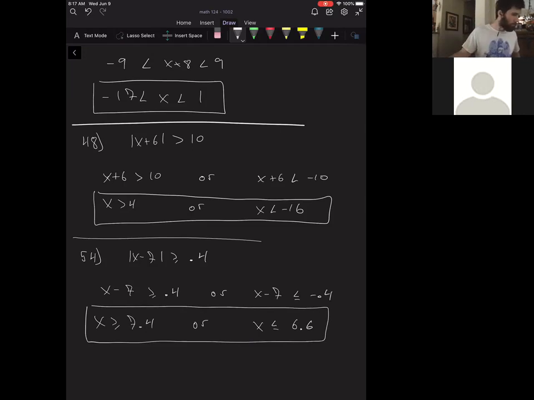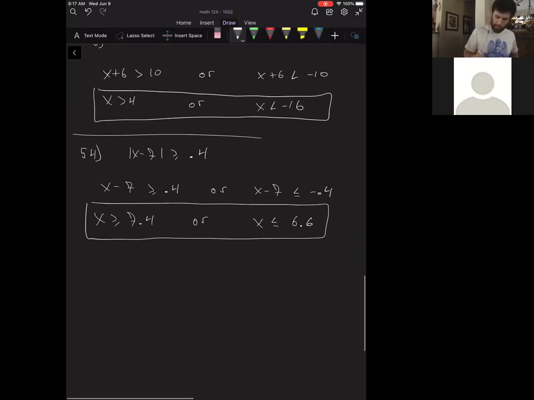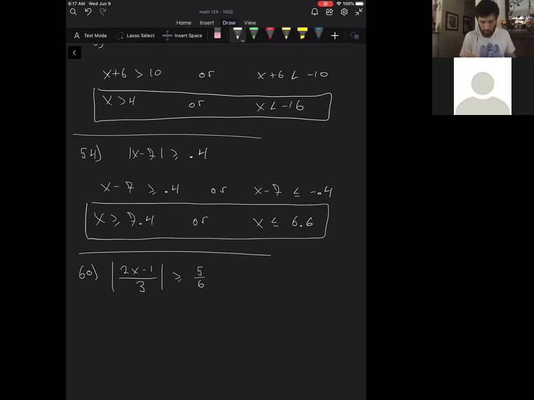Let's do 60. So we have the absolute value of 2x minus 1 divided by 3 is going to be bigger than or equal to 5 over 6. So it's still the same thing. We have the absolute value is bigger than that number. So 2x minus 1 over 3 is bigger than or equal to 5 over 6, or 2x minus 1 over 3 is less than or equal to minus 5 over 6.